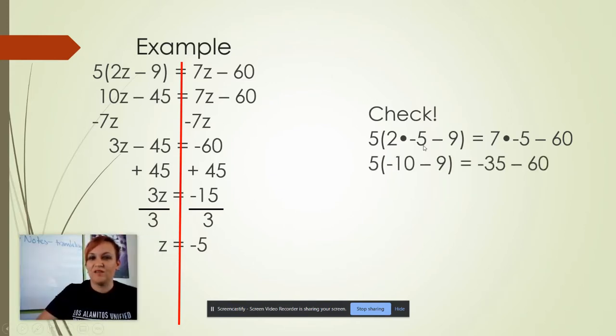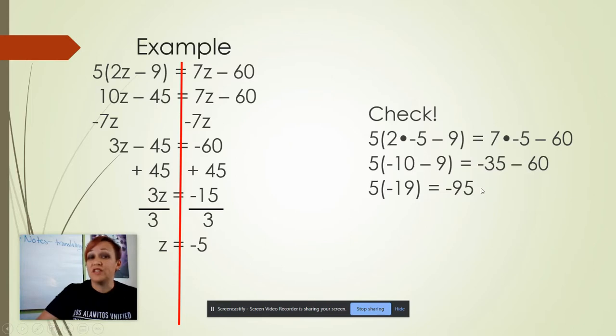Okay, on the left side, I'm starting by simplifying my parentheses. So I did 2 times negative 5, and I got a negative 10. On the right side, which is a completely different expression, the first thing that I'm supposed to do according to PEMDAS is the multiplication. Okay, so I multiplied 7 and negative 5. On the left side, I still need to deal with these parentheses. So the next thing I'll do is figure out what negative 10 and negative 9 is. On the right side, I'm down to my last step, negative 35 and a minus 60.